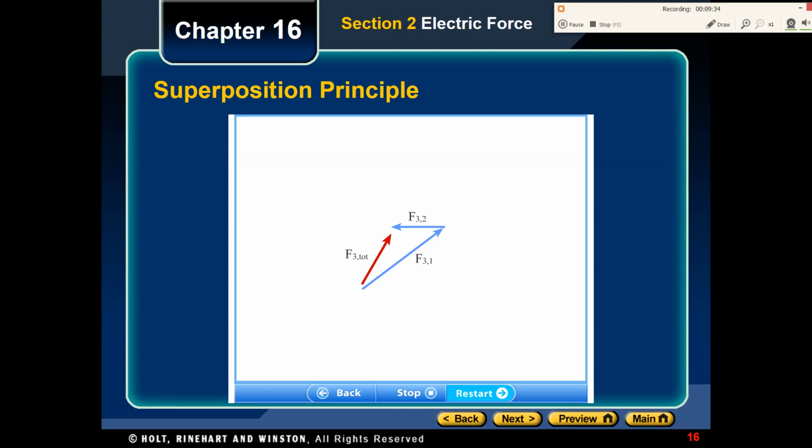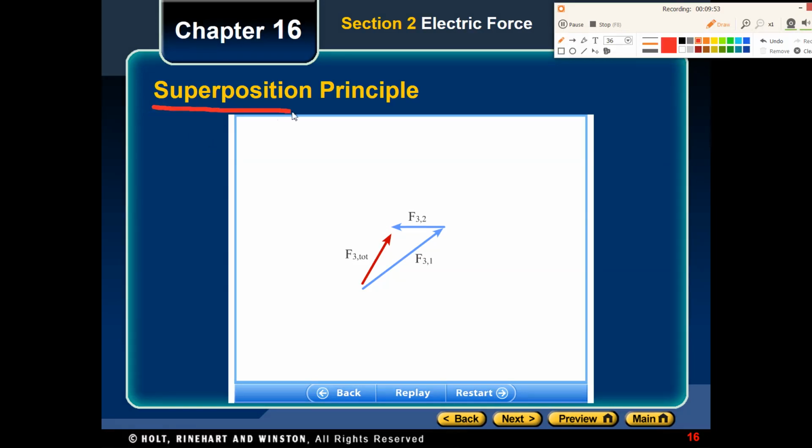The superposition principle allows you to calculate the electric force of several charges acting on a charge as the vector sum of forces of each of the charges acting on it independently. Right, so this is the so-called superposition principle. This is the resultant force, the overall electric force on Q3.